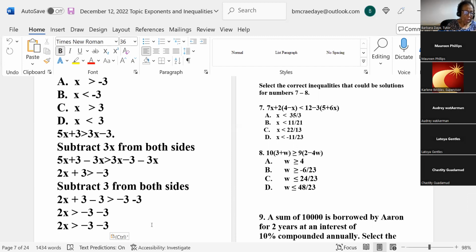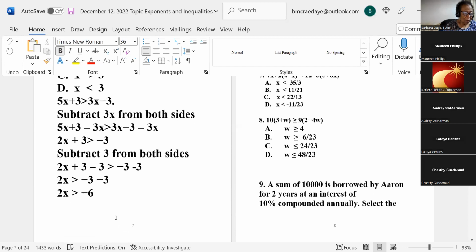When you add two negatives, you get a smaller negative, but a bigger absolute value, because a negative 8 is smaller than a negative 4. So when you add a negative 3 and a negative 3, you get a negative 6. Right, Audrey? Yes. Okay. Now, 2x greater than negative 6.